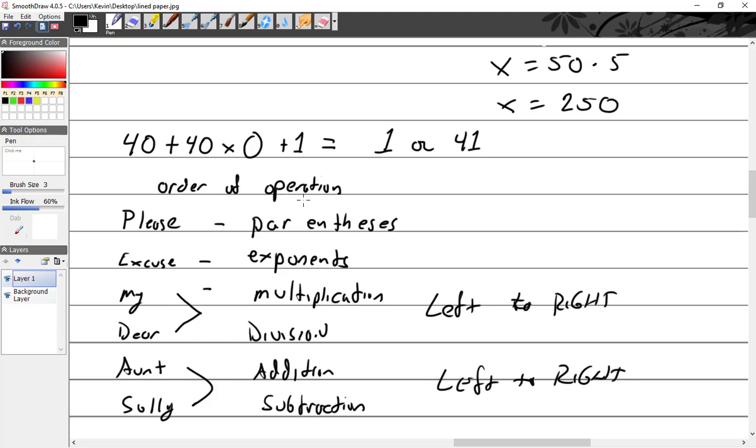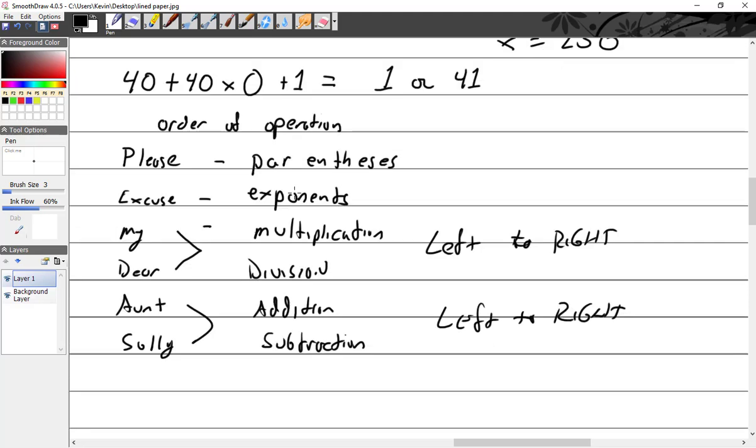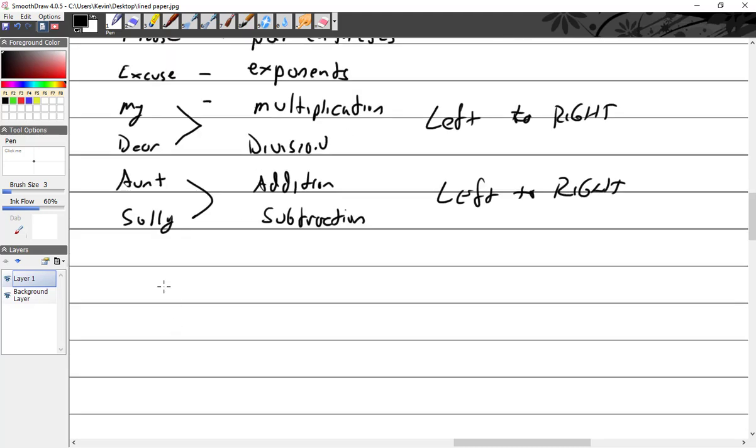So let's find out what is 40 plus 40 times 0 plus 1. What is the first thing we must do? 40 times 0. What's that? Let's write it down here: 40 plus 40 times 0 plus 1. First thing we have to do is multiplication, right? We have one multiplication right here. 40 times 0 is 0. So 40 plus 0 plus 1.